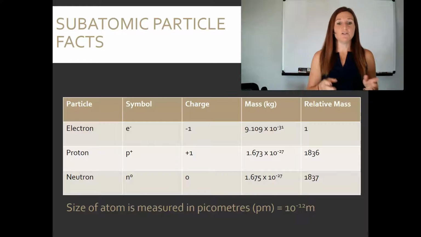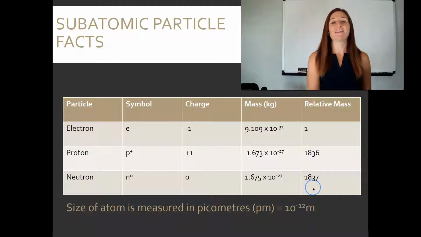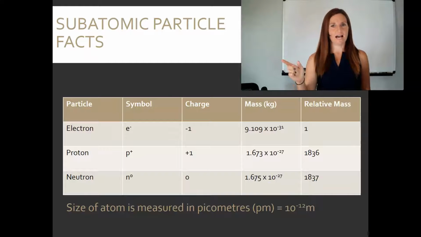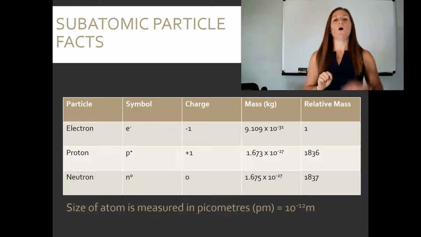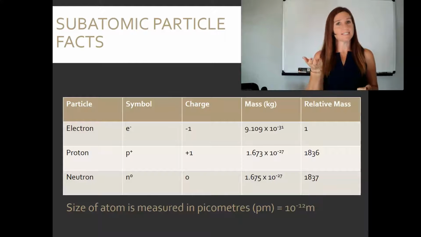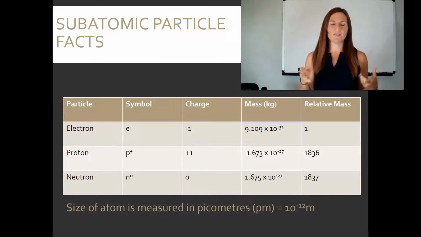And then the neutron, which has a symbol of N with a superscript 0, has a 0 charge. Its mass is very similar to that of the proton, and its relative mass is 1,837 times the mass of the electron. So 1 electron is 1 marble, 1 proton is 1,836 marbles, 1 neutron is 1,837 marbles.